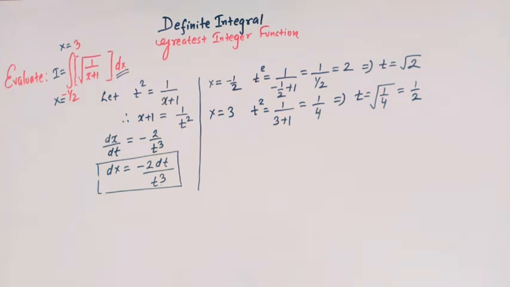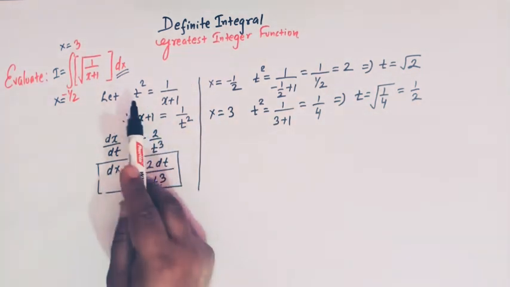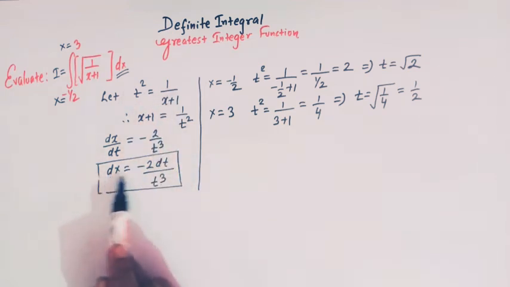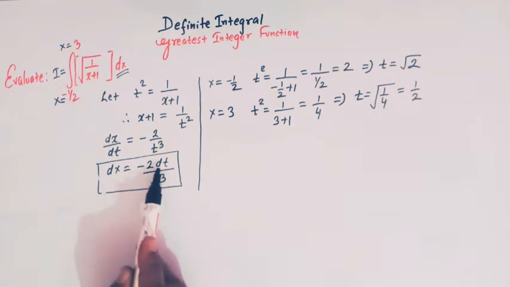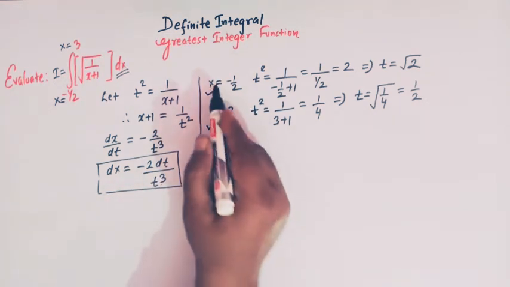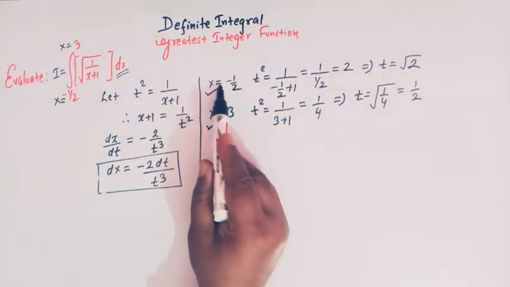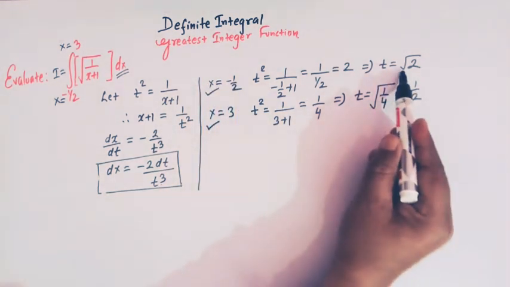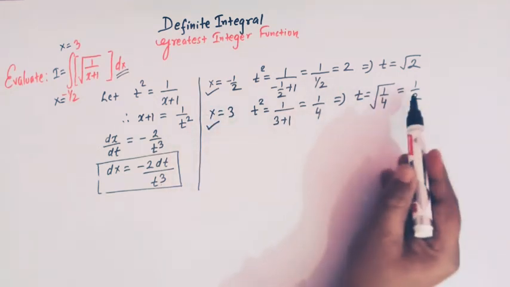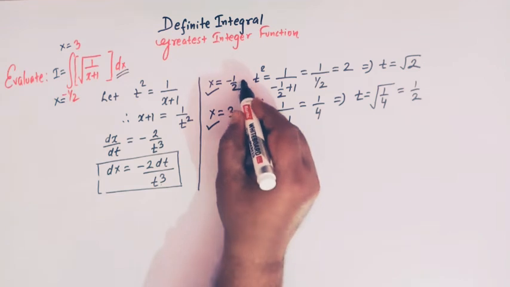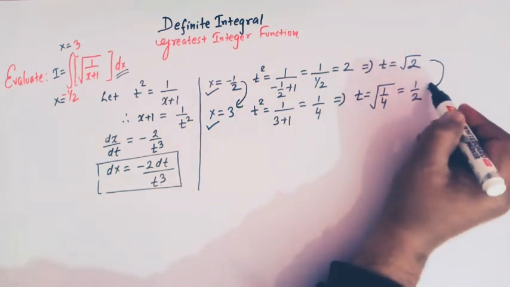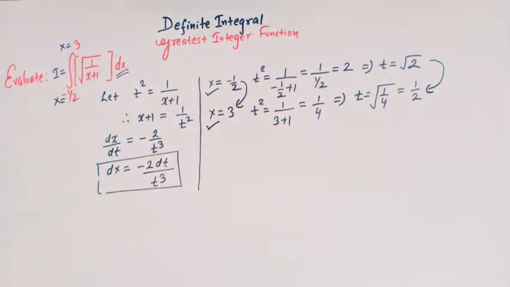So what we have done so far: we have substituted t square is equal to 1 over x plus 1, we have obtained dx is equal to minus 2 dt over t cube, and we have changed the limits. When x is equal to minus half, t is equal to square root of 2, and when x is equal to 3, t is equal to half. So when x varies from minus half to 3, t varies from square root of 2 to half.